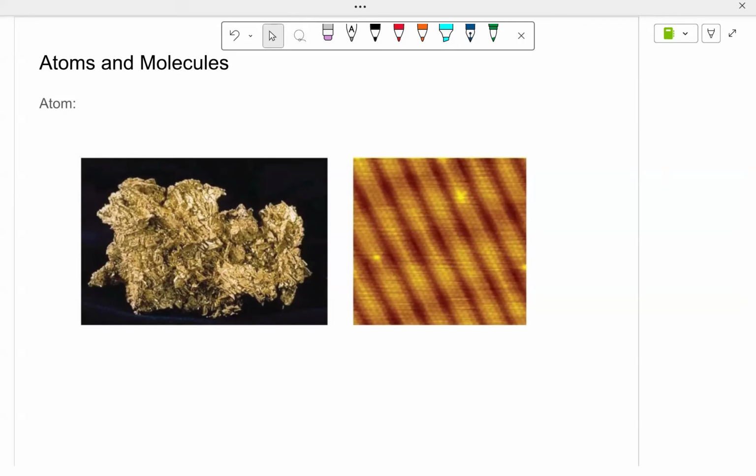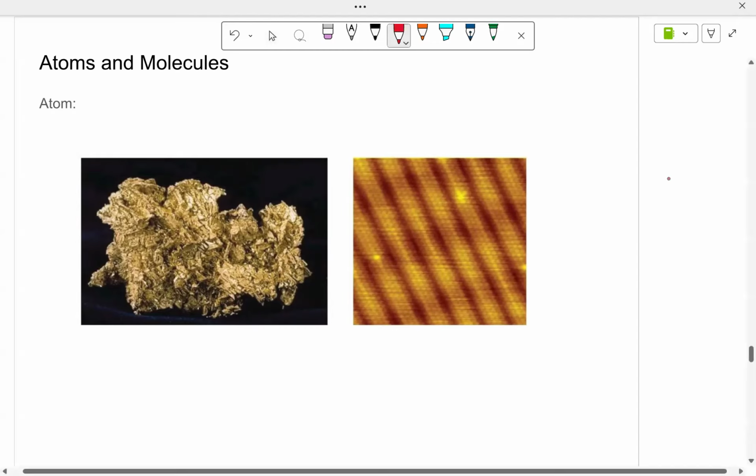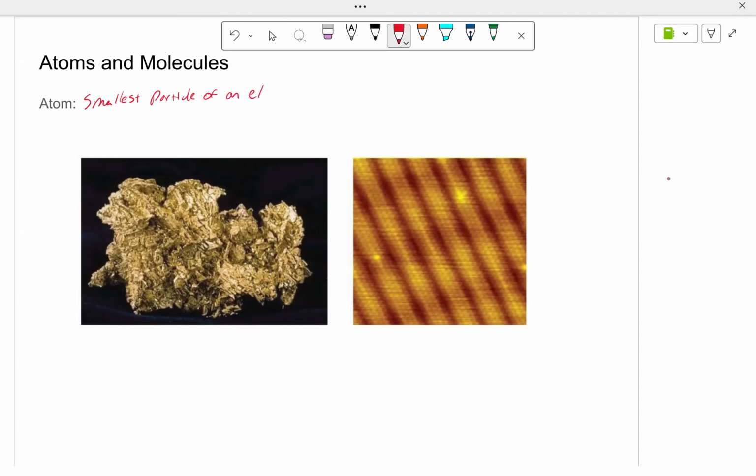Now, in further chapters, we're going to break down what an atom is made up of, but right now, the definition of an atom is it's the smallest particle of an element that still has the properties of that element and can enter into a chemical combination. And that just means it can still react to make compounds.